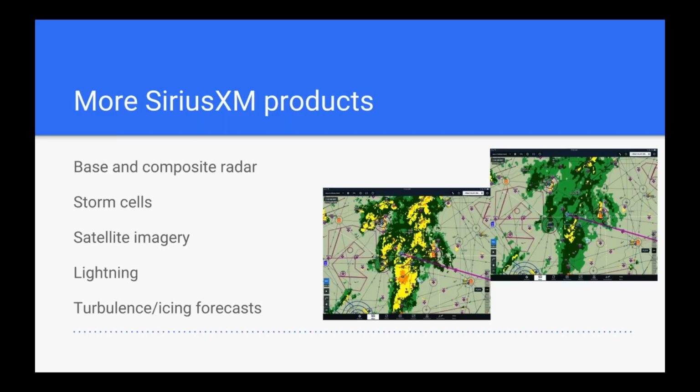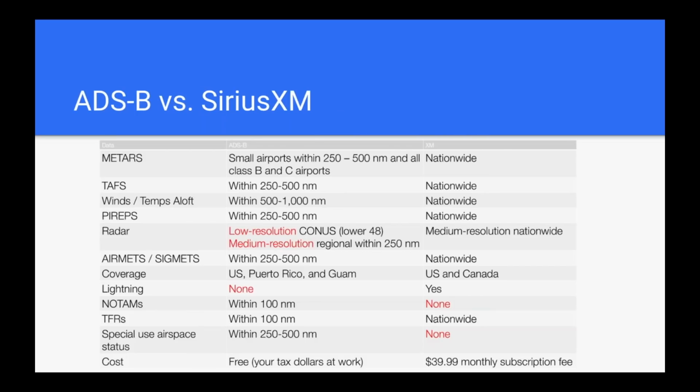There are also storm cells, so you can see the height and direction of travel of a storm cell. You get satellite imagery, which you do not get on ADS-B. You get lightning and turbulence and icing forecasts, which we'll talk a little bit about later. So you do pay a monthly subscription, but you do get more options for more weather products.